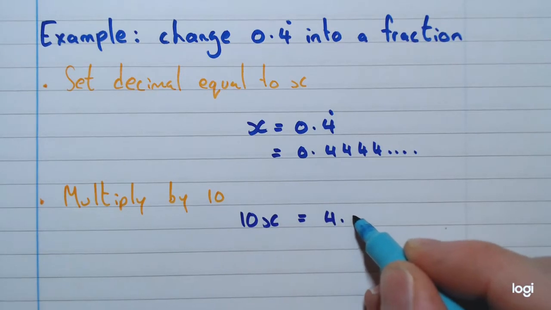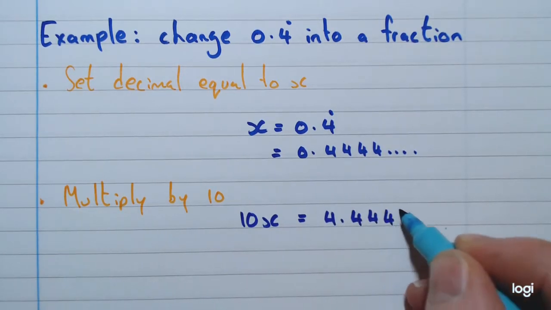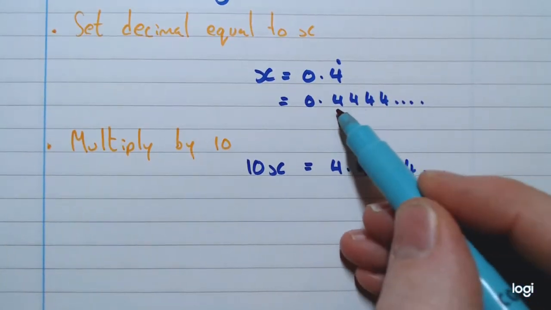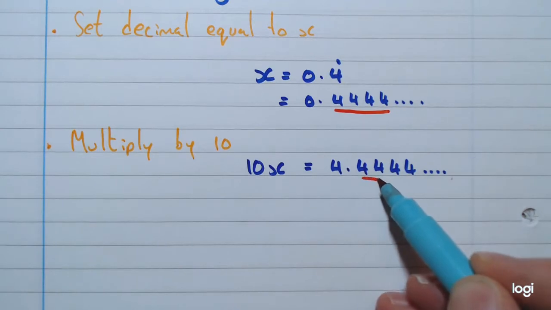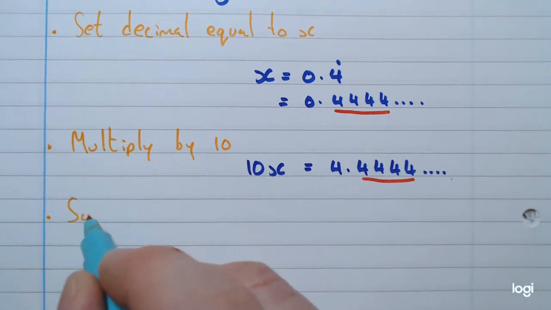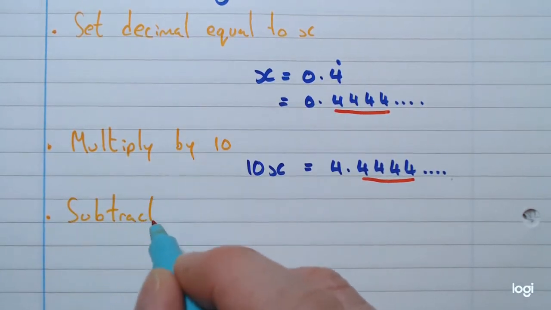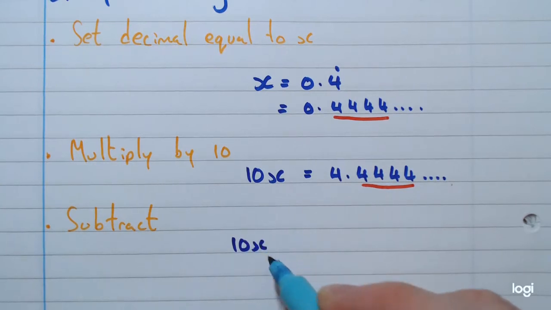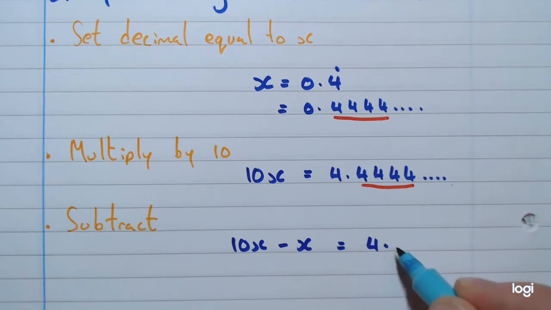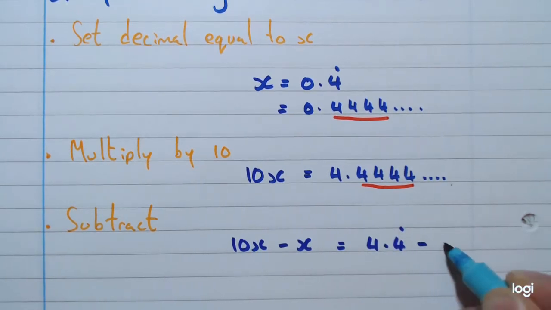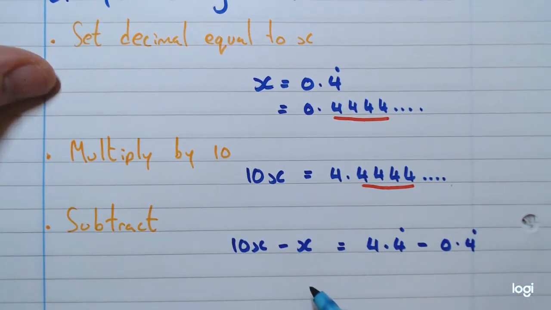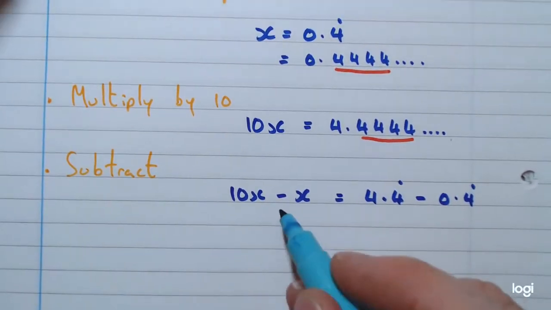I'm going to multiply that by a factor of 10. Basically, you're just moving your decimal point along one spot. And 10x will be 4.4444. Note that I've multiplied both sides by 10. Also note here, I'm underlining in red that both of these have the same decimal. They're both 0.4 recurring. Because they both have the same decimal, we can subtract our two lines. We want to do 10x, take away x, and we want to do 4.4 recurring, take away 0.4 recurring. The point of that is that the 0.4 recurrings should disappear and cancel out.